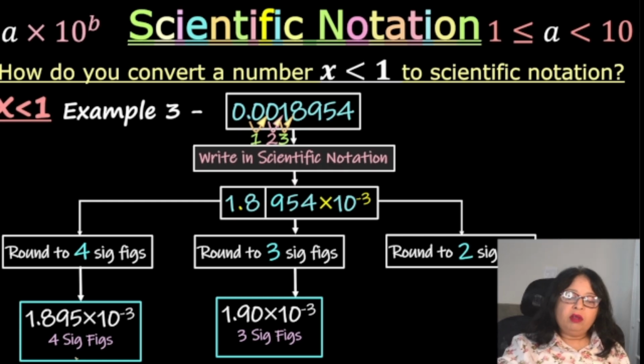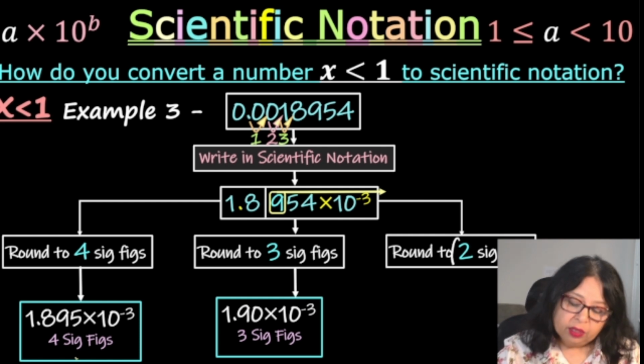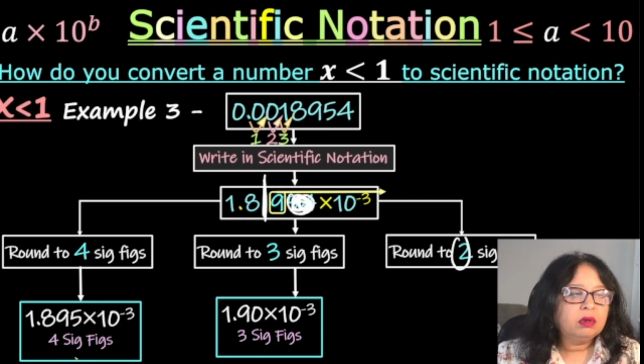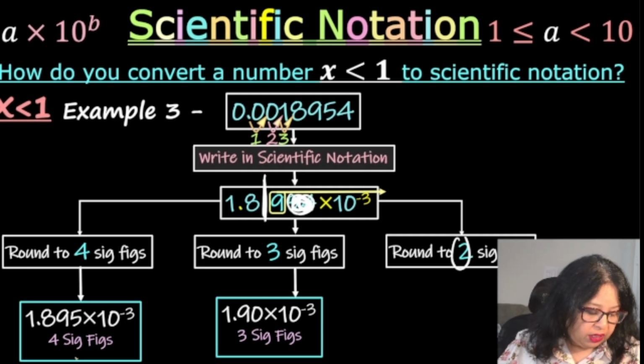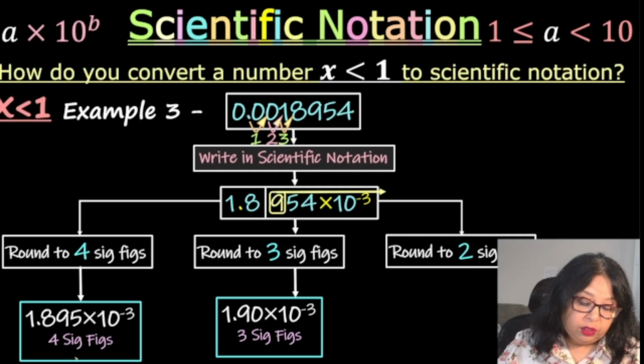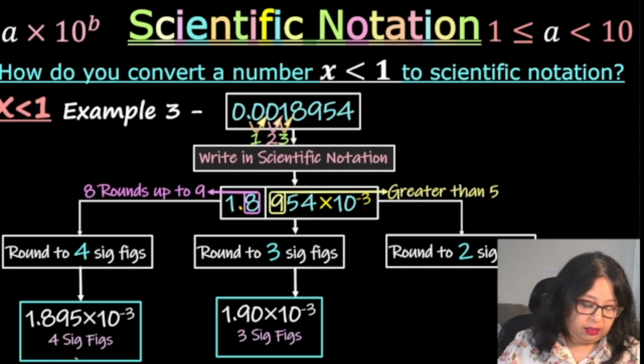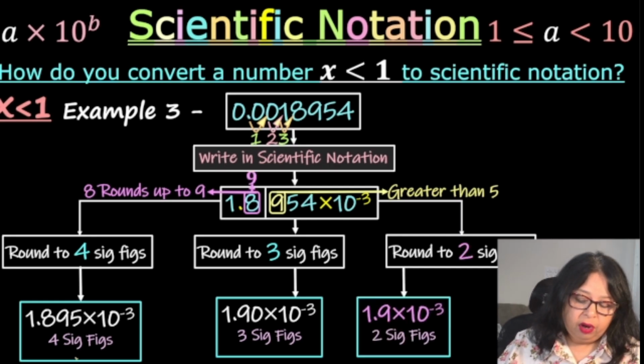Next, we are going to round off to 2 sig figs. So just like before, we're going to draw the line such that there are 2 digits to the left of this line over here. Again, pretend like this 5 and 4 are not there. Look only at the digit to the right of the line, which happens to be 9. And 9 is obviously greater than 5, so the digit to the left of the line, which is 8, rounds up to 9. So our answer is 1.9 times 10 to the power minus 3. 2 sig figs.